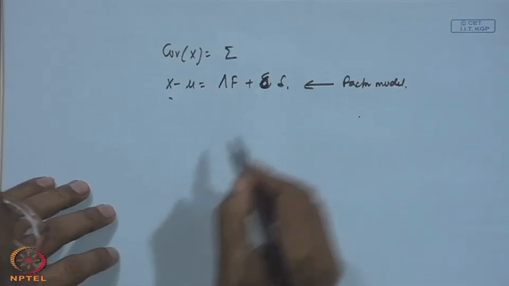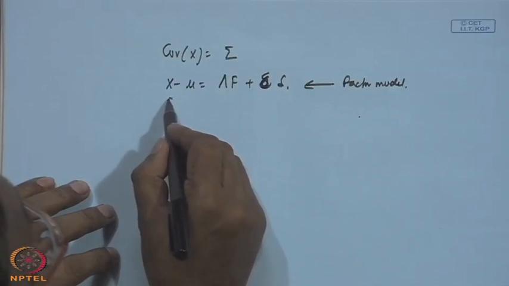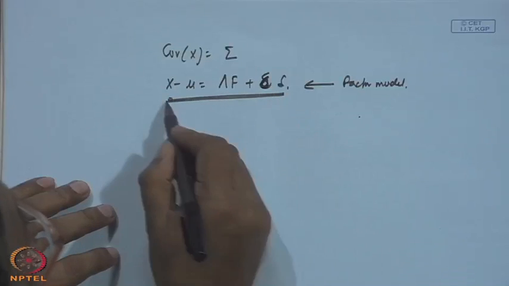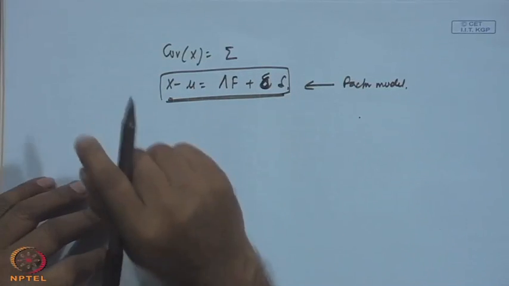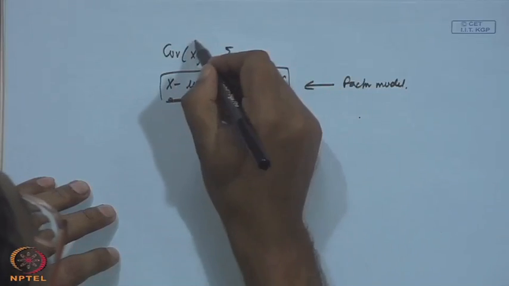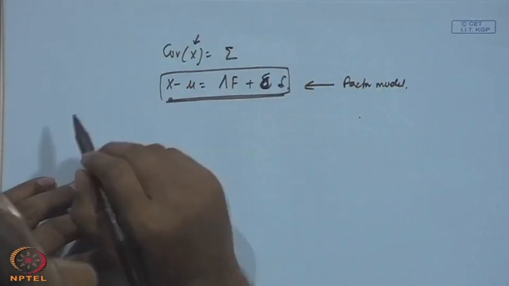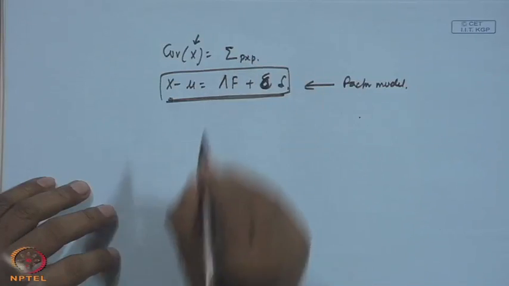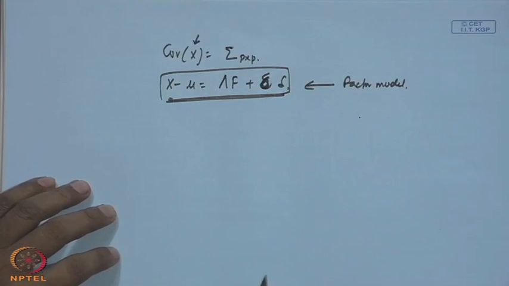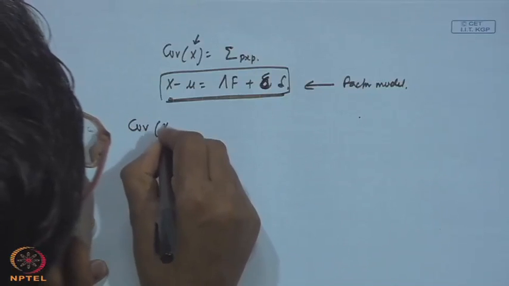I want to know what is the variability you are able to explain using this model. Whose variability? Variability of x. What is that? That is the covariance of x, p cross p. So, if I want to understand covariance, can I not write like this?